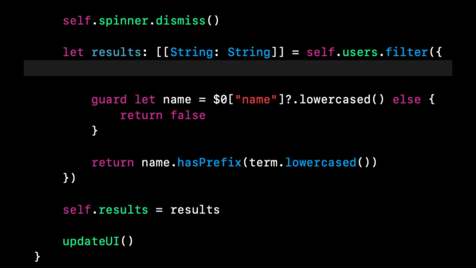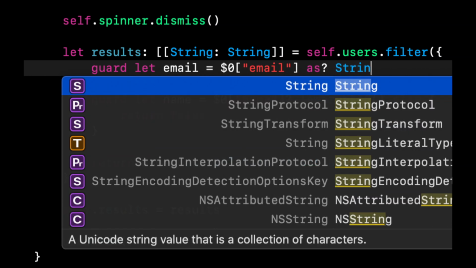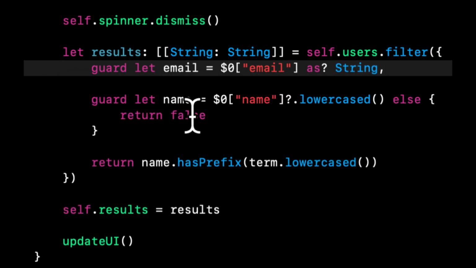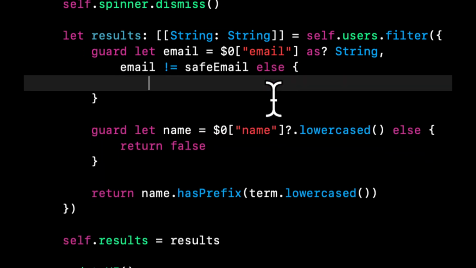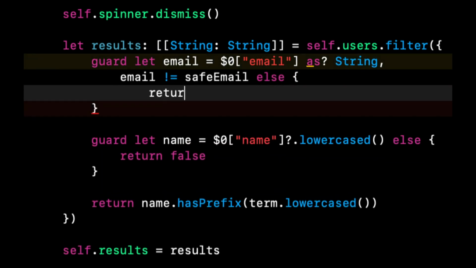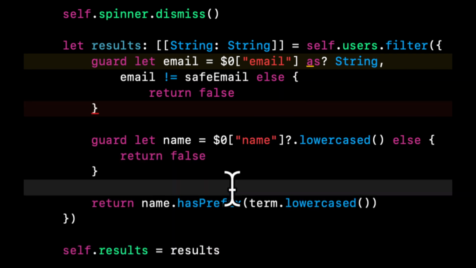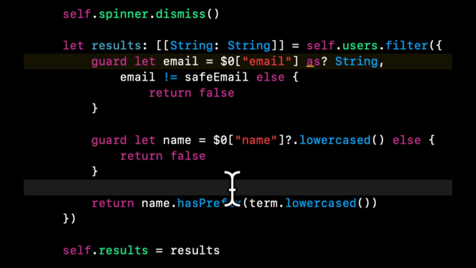So we're going to add another guard here, and we're going to say guard let email equals $0 email as a string. And once we have it as a string, we are going to confirm that this email does not equal the current user's safe email. And if it doesn't equal the current person's email, we can continue. Otherwise, we're going to return false, because we don't want to show the current user in the new conversation. So they really shouldn't be able to start a conversation with themselves.